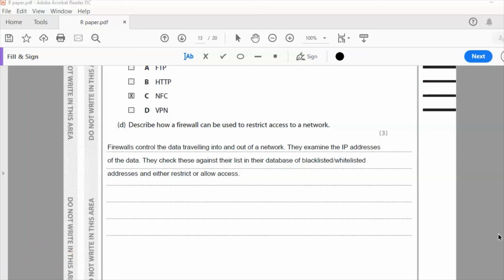So for 3 marks, we needed to have seen IP address, we needed to have seen comparison being made, and we needed to have seen database with whitelisted, blacklisted addresses or ports.